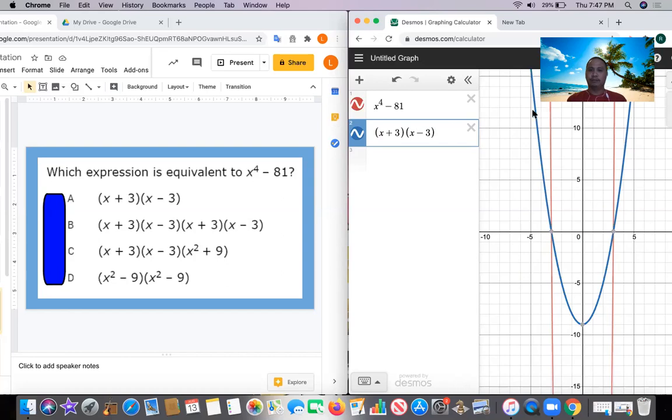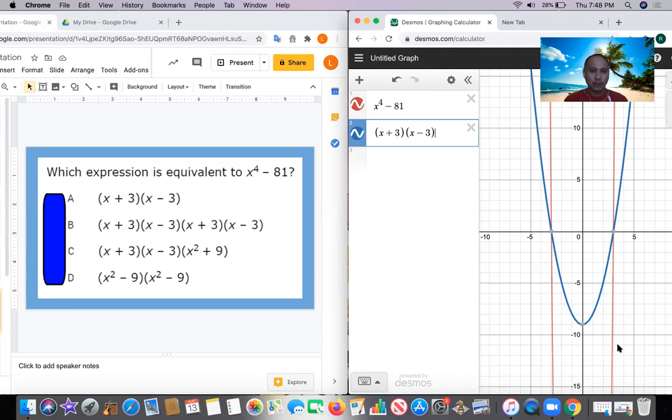You see? A, aside from a different color, but of course the color, class, will not matter. A does not trace the red line. A does not trace the graph of the question. Okay? A does not trace the graph of the question. So, A is not the answer.